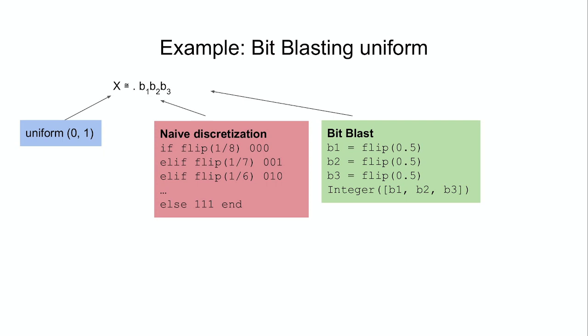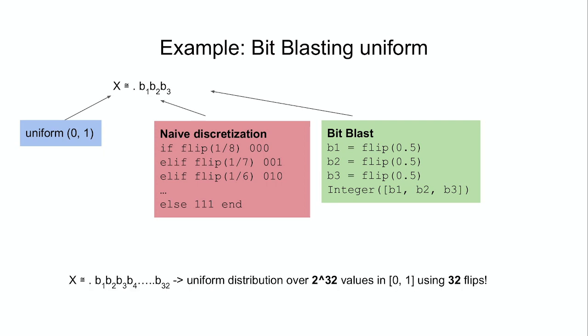We can bit blast. What we can do is we can take 3 independent Bernoulli random variables, assign them with probability half, and combine them as a fixed point number. So now you have a uniform distribution over 8 values with just 3 random variables. Push it a bit further. If you have 32 bits in the representation of x, then you can have a uniform distribution over 2 raised to the power 32 values. That's more than 1 billion values with just 32 flips.